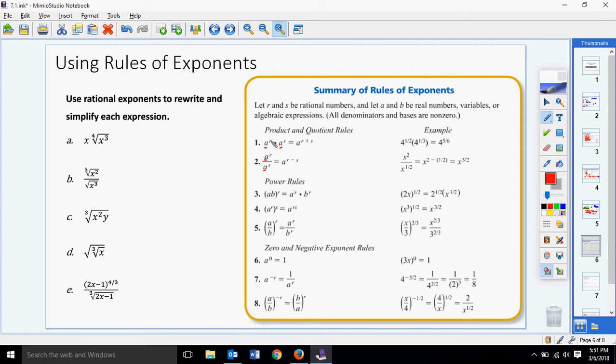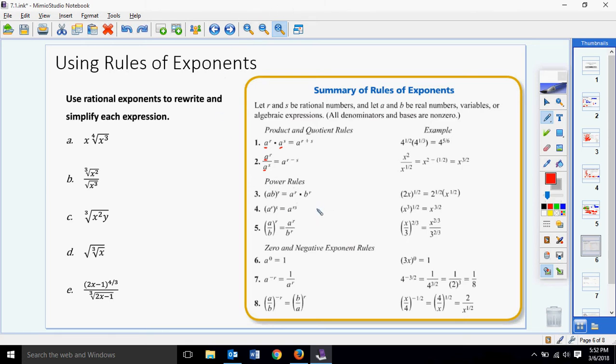Power rules. So those were products and quotient when your bases are being multiplied and divided. Power rules means a power outside of either a product, a quotient, or another power. So a times b to the power of r means this r goes to everything in your parentheses. It attaches to your a and it attaches to your b.